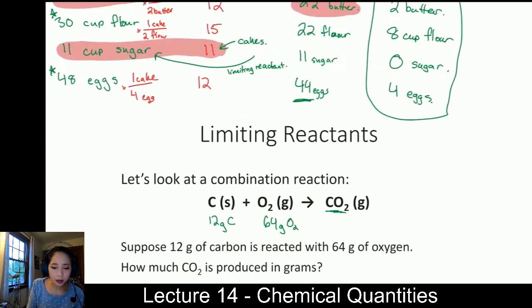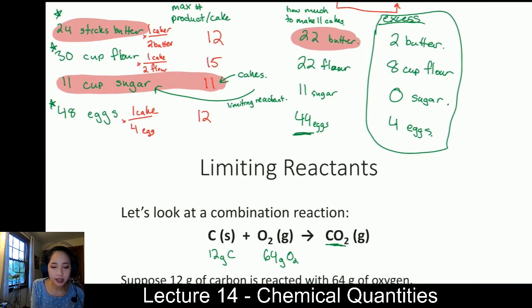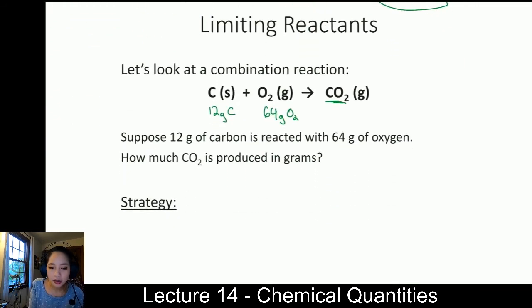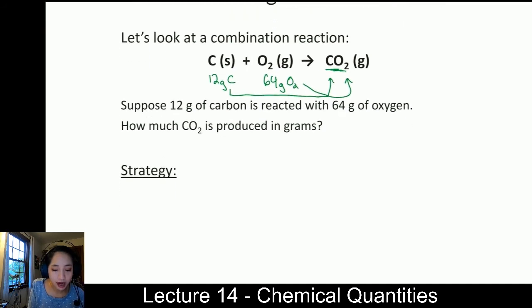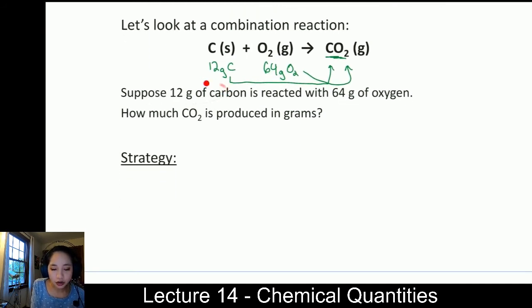So just like in our previous example where I calculated, okay, what is the max number of cakes I can make, I'm going to do the same thing here. I'm going to figure out, okay, how much CO2 will 12 grams of carbon make? And then I'll also calculate how much CO2 will 64 grams of oxygen make? And then you just pick the lowest one. So that is my strategy here, because in that question, it doesn't tell you what the limiting reactant is. You have to figure that out yourself and figure out, okay, which one will run out first.